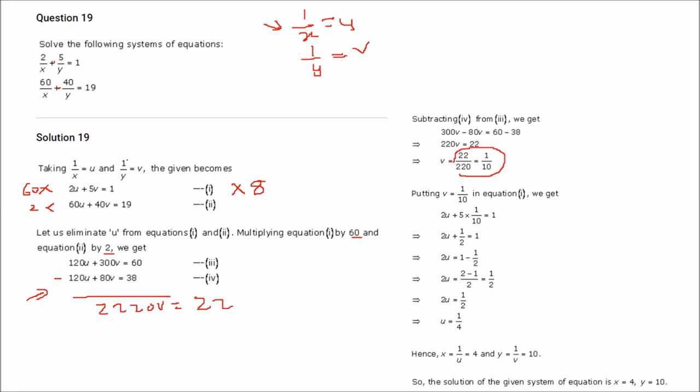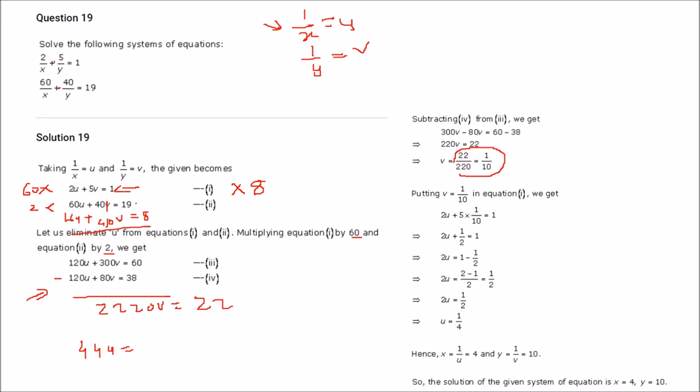Now if you just multiply this whole equation by 8, you get 16u plus 5 8s are 40, 40v equal to 8, this equation. Now I'm just writing it below. Now just subtract it, this gets cancelled. 60 minus 16 is your 44u, and then this is 8, right? So 8 minus 19 is what? See, this is what I've done. 16u, I just place it below.